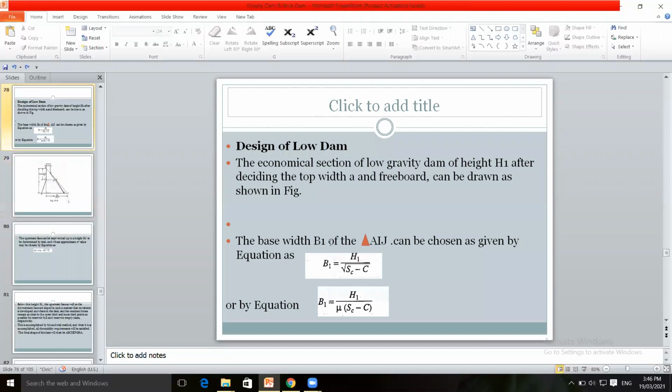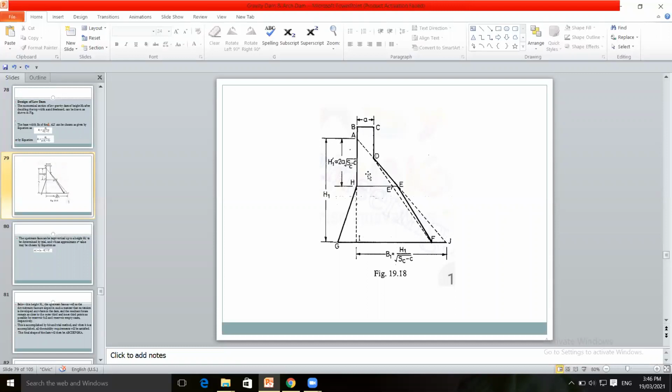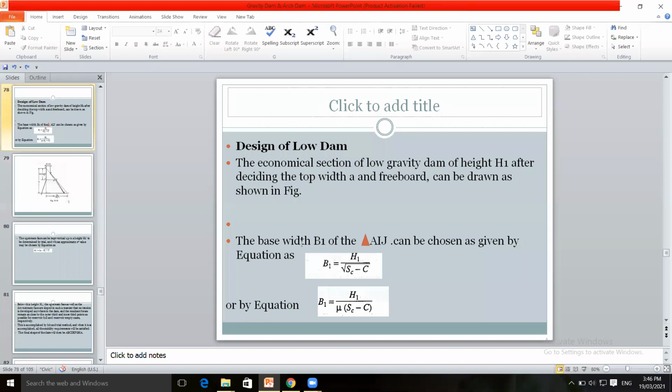The base width B1 of the triangle AIJ. Triangle AIJ is a right angle triangle, with the dotted line from A to I and I to J. Can you see it? This is the elementary profile of the gravity dam. The base width is B1, which is calculated by this formula: B1 is equal to H1 by root of SC minus C.